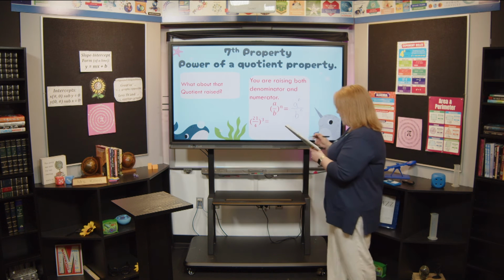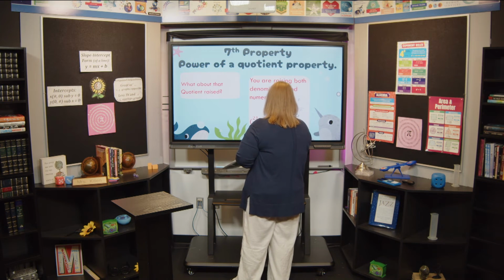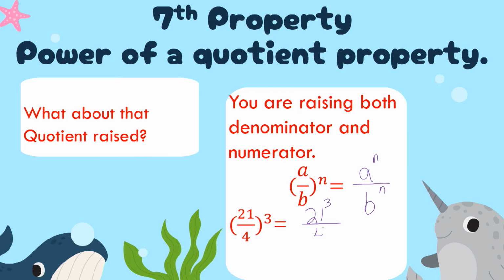So let's look at an example that shows us that. We're going to use 21 over 4. So I have 21 raised to the 3rd power over 4 raised to the 3rd power. So what if I had one that looked like this?